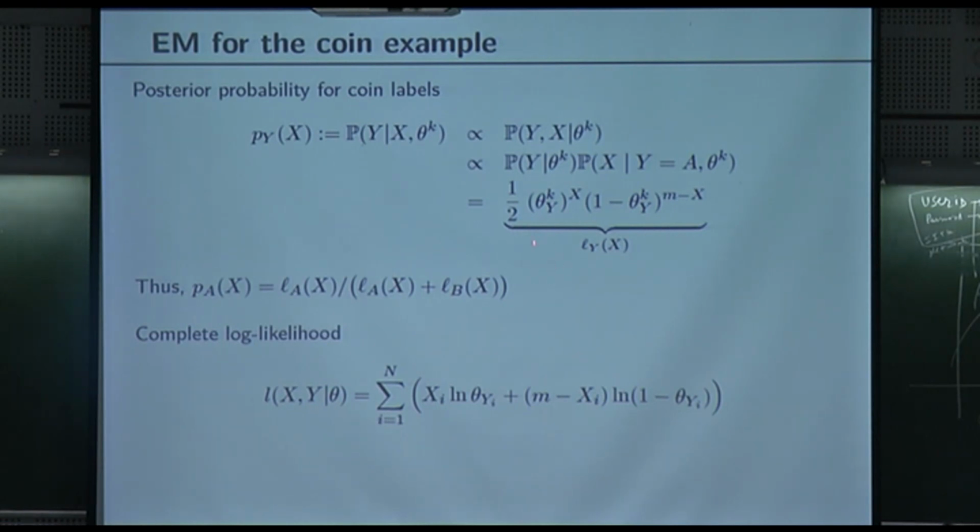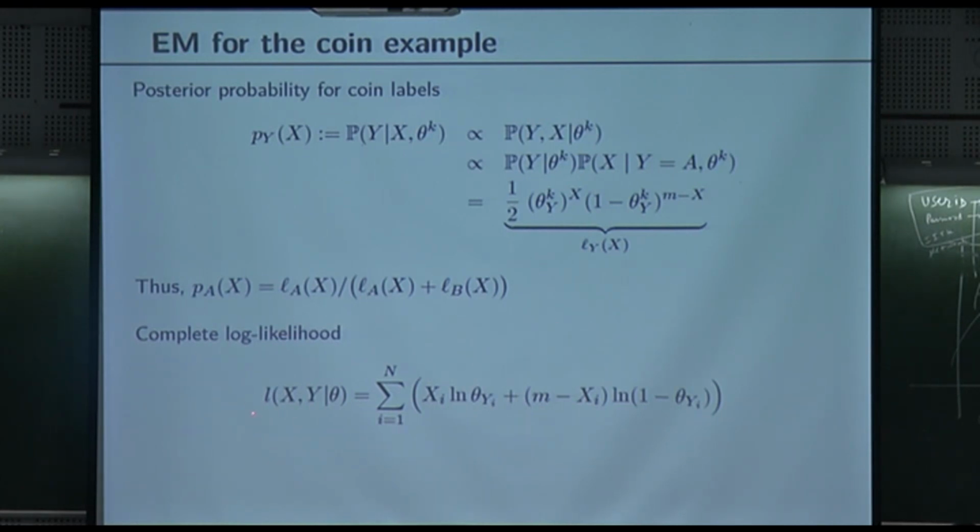Let's call this number L_y of x. The probability of A given x is nothing but L_A of x divided by L_A of x plus L_B of x. These are some quantities that I'll need for my Python code, and that's why I'm putting them over there.